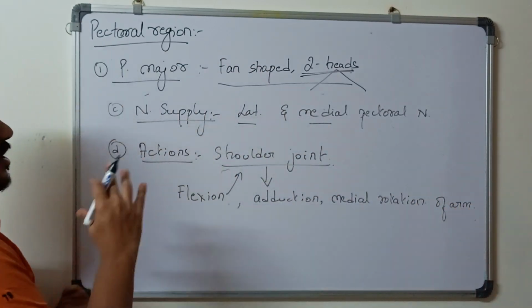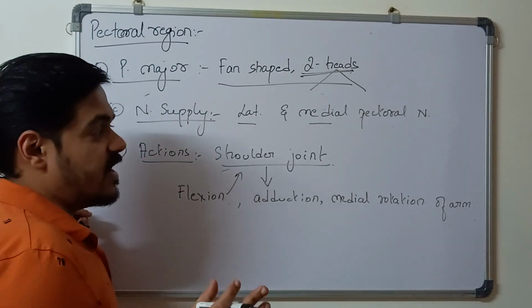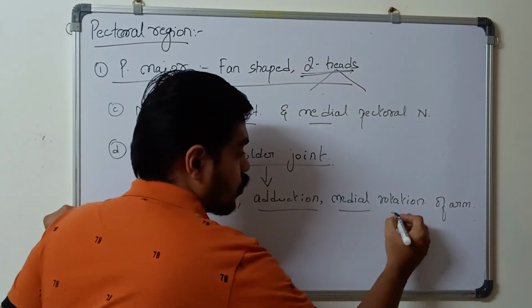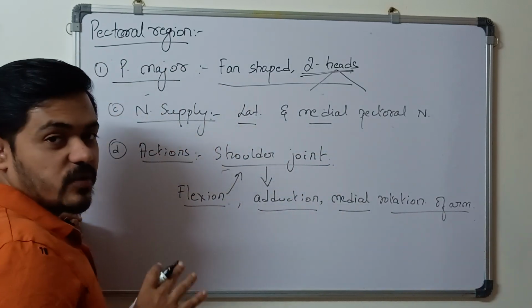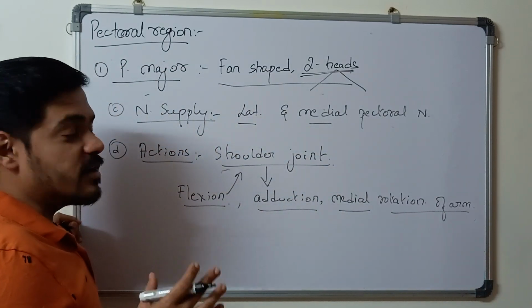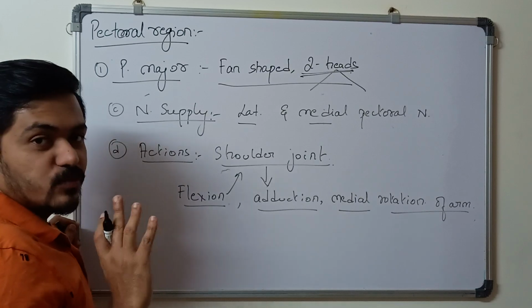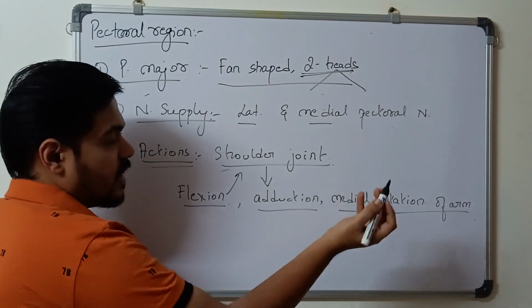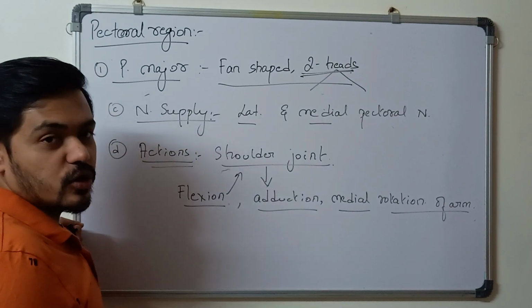So once you know the origin and insertion pretty well, you can always come up with the actions on your own, because the origin is always a fixed point, as we discussed earlier. The insertion is the one which always moves. Hence, once you know the origin and insertion, you can work out the actions on your own.